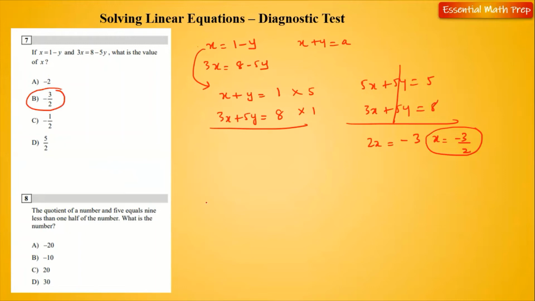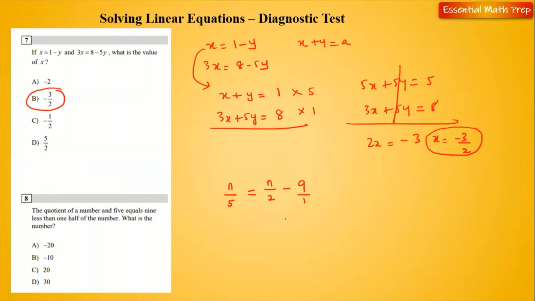Okay. The quotient of a number and 5 equals 9 less than 1/2 the number. Please be very careful with this sort of problem. It seems very, very innocuous, but it can really bite you. Okay, so quotient of a number and 5. So n over 5 equals 9 less than 1/2 the number. So n over 2 minus 9, right?